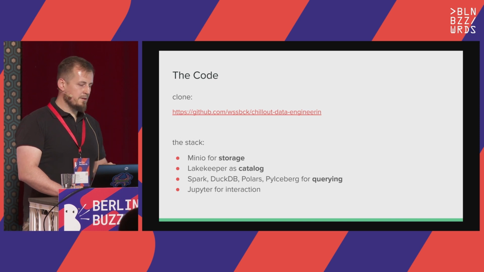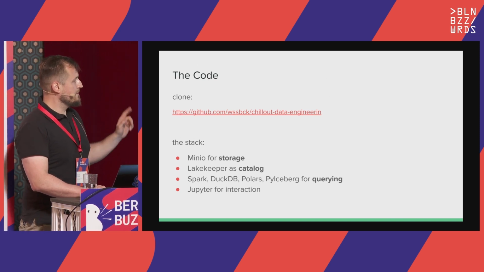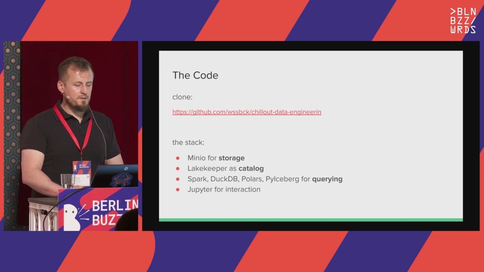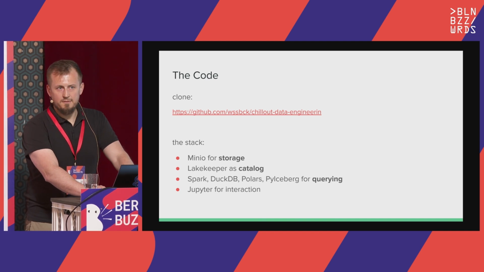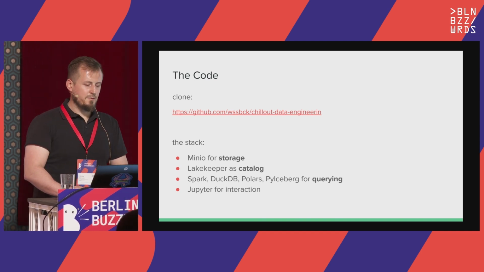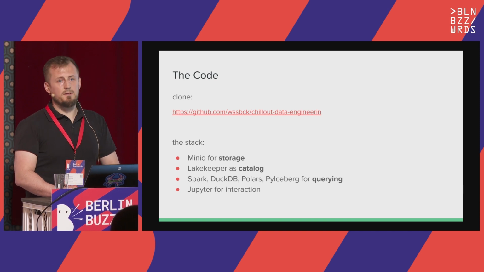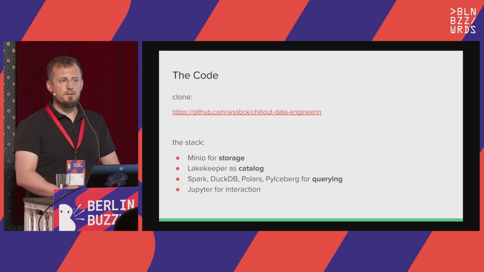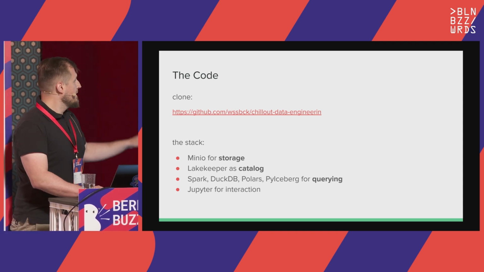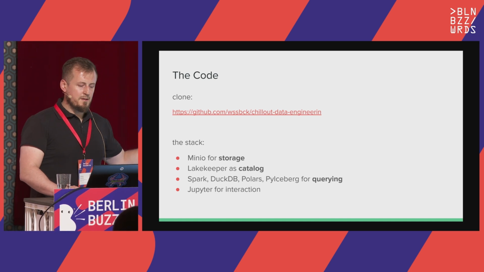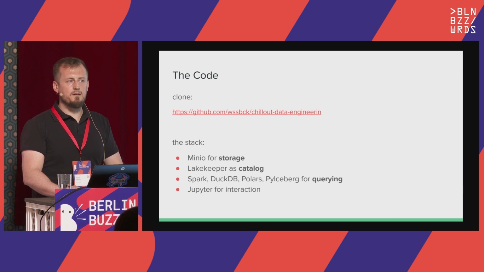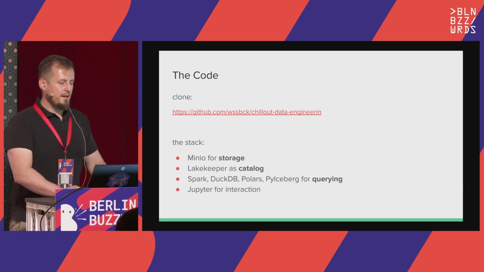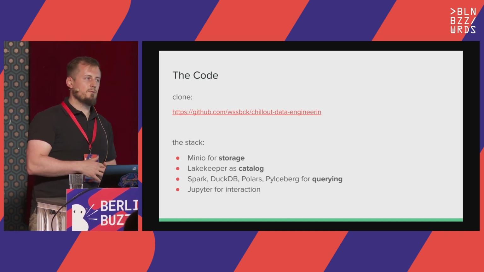Then, as the catalog for Iceberg, I use Lakekeeper, which is one of the more recent implementations of the specification for the Iceberg REST catalog. It's open source, written in Rust, so it's quite performant, and I wanted basically a pretty good REST catalog implementation at my disposal. There is Spark in the form of PySpark, and some libraries like DuckDB, Polars, and PyIceberg for querying the table that we are going to present. And the entire interaction is going to be happening in Jupyter Notebooks.